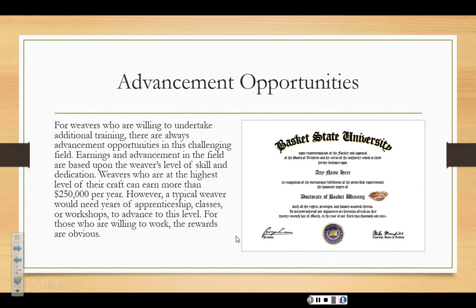The next slide will focus on advancement opportunities. How do you advance in the field? Do you get additional training, experiences? Do you have to have certifications or licensing? And what are the rewards for that?